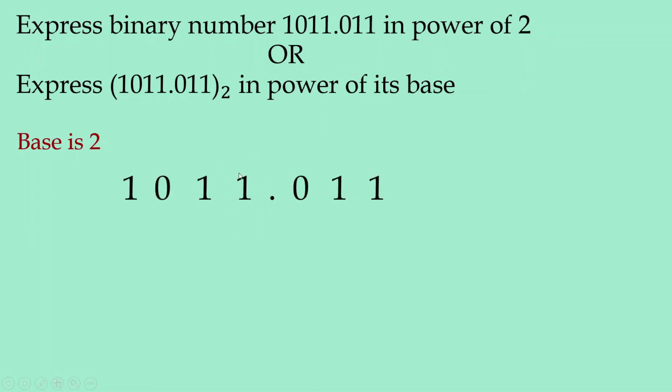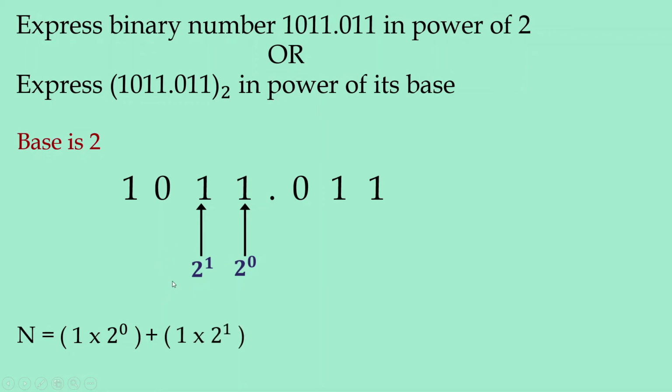The weight of this digit, which is to the left of the radix point, will have the weight as 2 raised to 0. So we will write 1 into 2 raised to 0. The weight of the next one is 2 raised to 1. So we will add plus value into its weight, which is 1 into 2 raised to 1. Then weight of the 0 is 2 square. So again we will add it with the previous one, that is plus value into its weight. Again the weight of this one is 2 cube. So it will be plus 1 into 2 raised to 3.